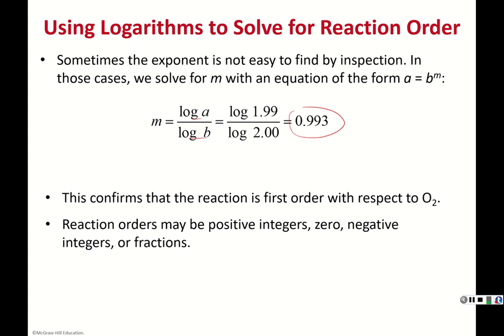Reaction orders may be positive, they may be 0, they could actually be negative, and they can be fractions, so they can be lots of different things. Typically in this class, though, we're just going to be looking at positive values, and they're going to be integers, or whole numbers: 0, 1, 2, things like that.